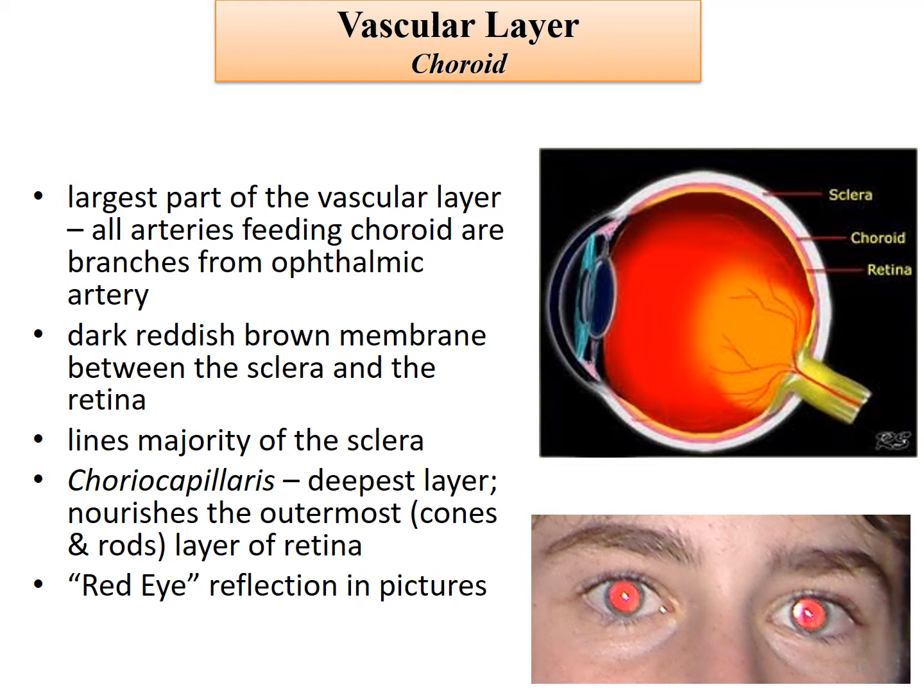The deepest layer, which we can see in this flash photography down here, is called the choriocapillaris. It nourishes the most outer cones and rods, which is within your retina. And as I just said, this red eye reflection, which we all dread in flash photography, is caused by the choriocapillaris.